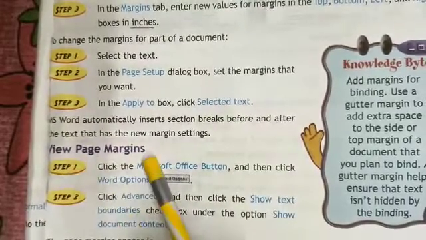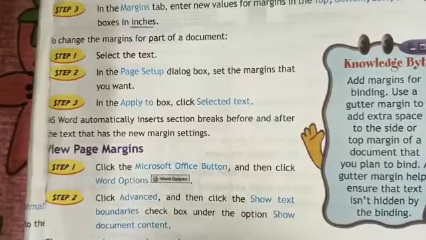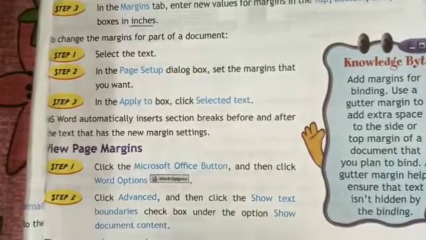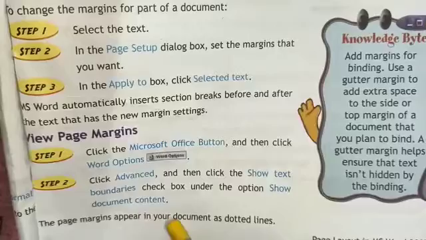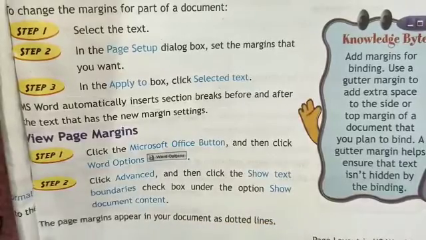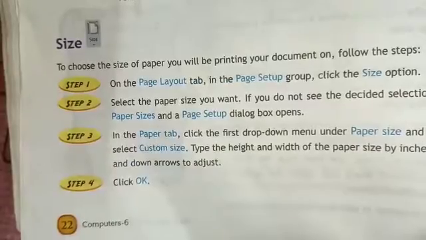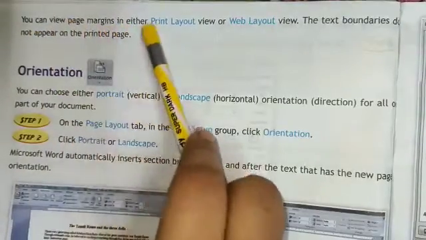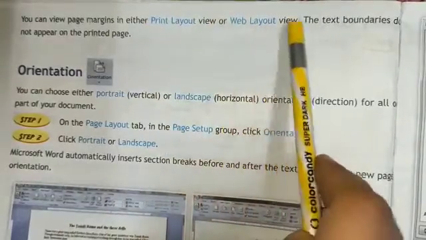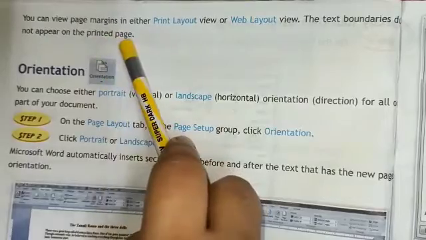View page margins. To view page margins, we have to follow the steps given below. The page margins appear in your document as dotted lines. Next, open page number 22. You can view page margins in either print layout view or web layout view. The text boundaries do not appear on the printed page.